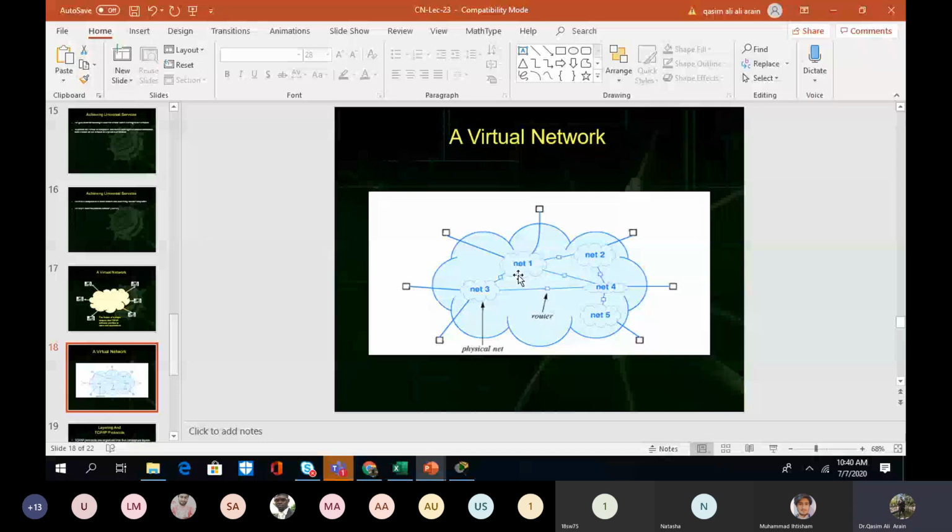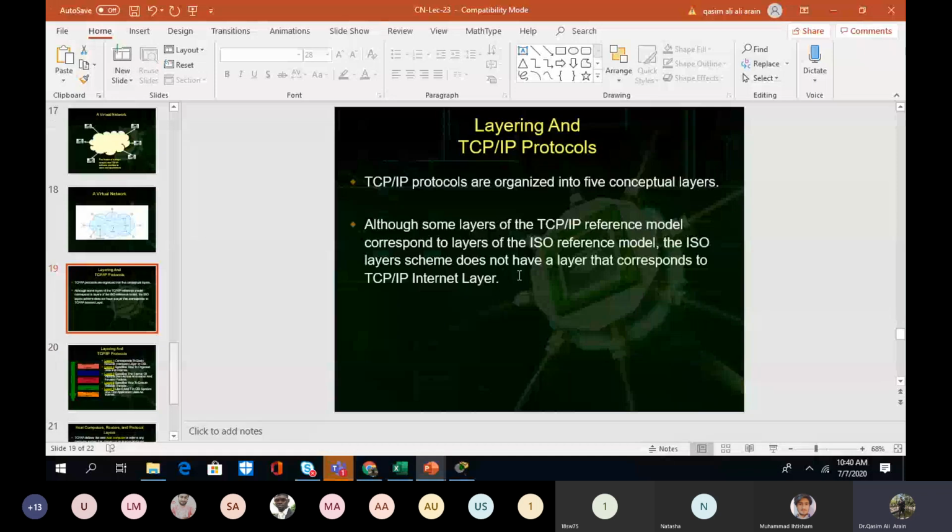So, layering and TCP/IP protocols. TCP/IP protocols are organized into 5 conceptual layers. OSI मॉडल कितनी लेयर्स में था, 7 लेयर्स के अंदर. ठीक है जी. जो आपका TCP/IP प्रोटोकॉल सूट है, it has been divided into 5 layers. Although some layers of the TCP/IP reference model correspond to the layers of the ISO reference model, ISO या OSI है. ठीक है जी. तो you don't have to be confused regarding this. The ISO layer scheme does not have a layer that corresponds to the TCP/IP internet layer.